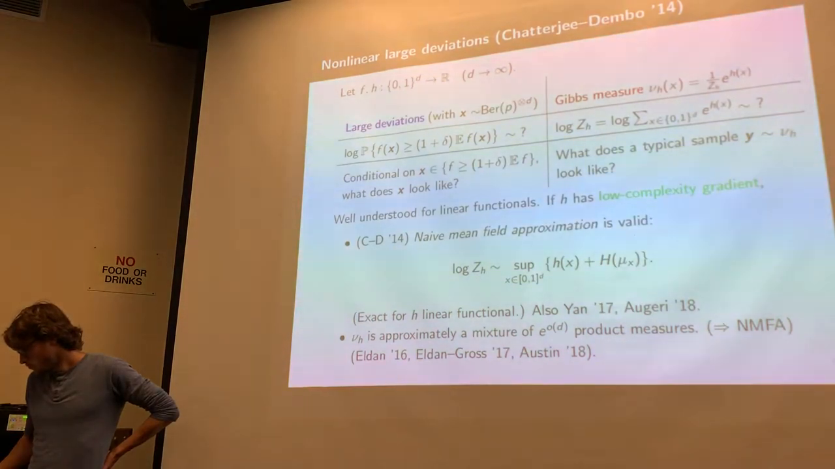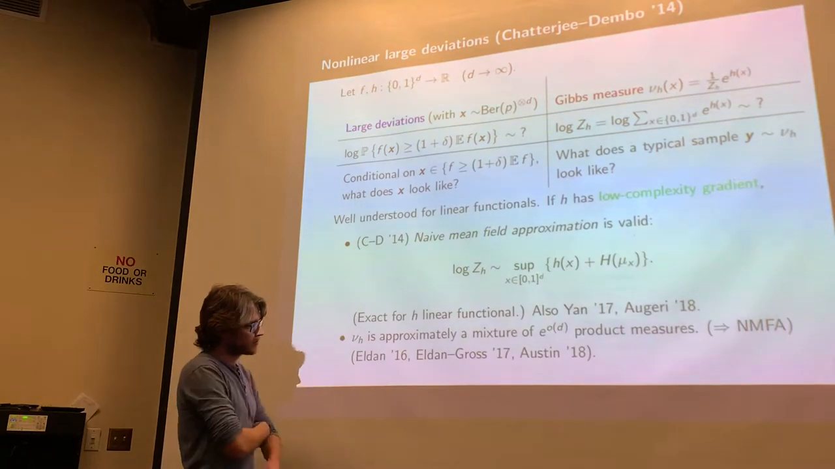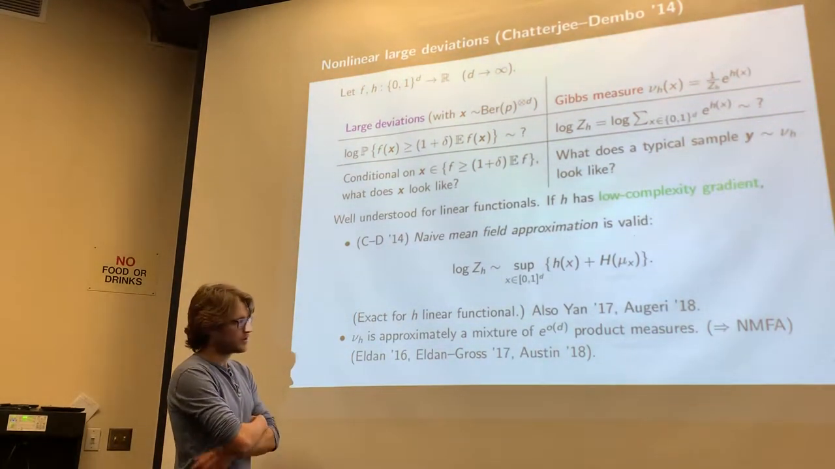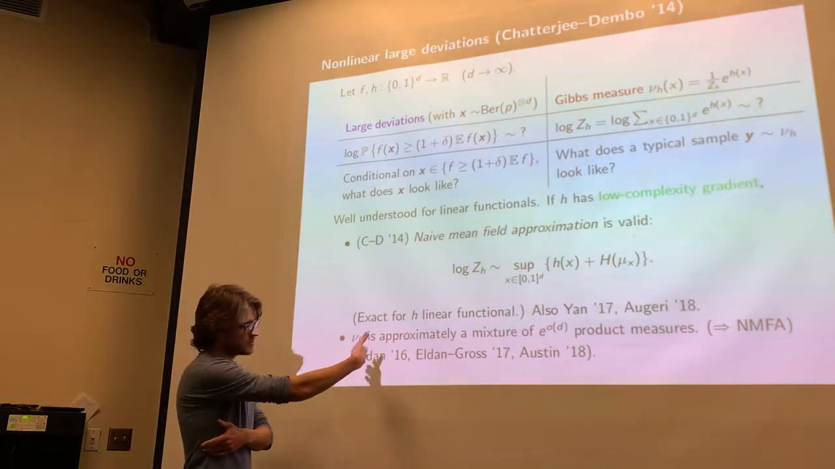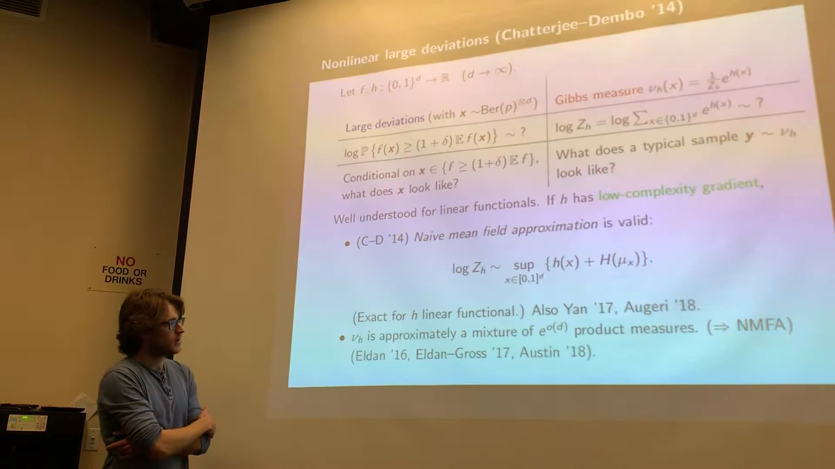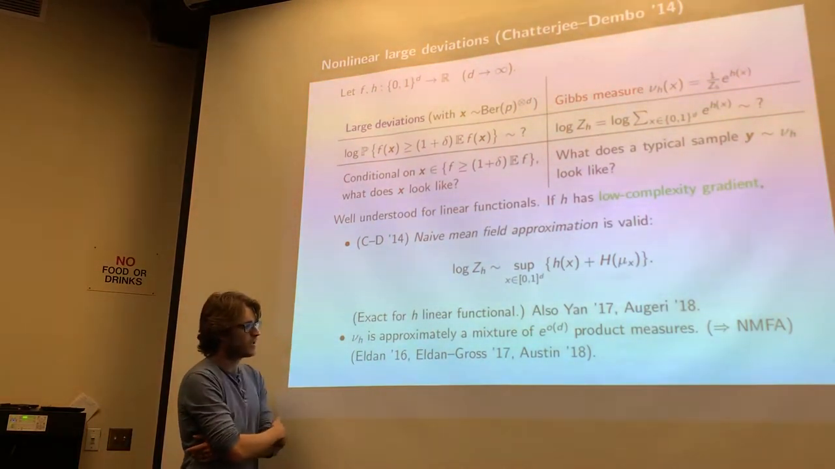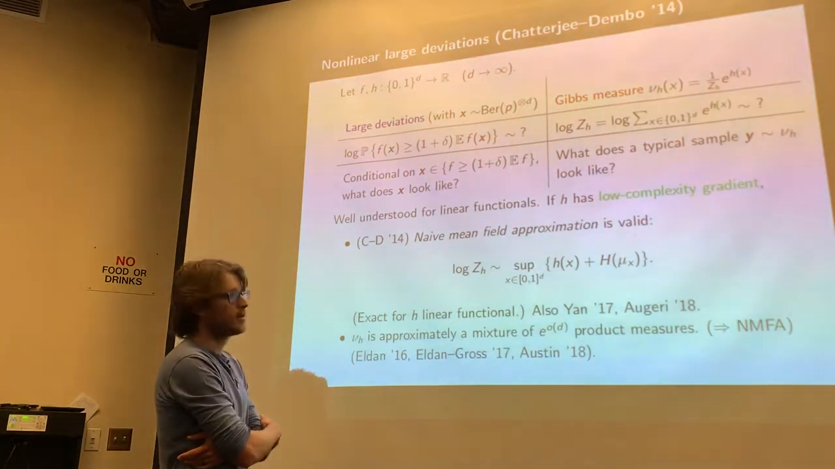Okay. All right, and then there's been Eldon with his student Gross, and then this year Tim Austin, have sort of continued this, results of this type. So what does little h of x actually mean if you take x somewhere between 0 and 1?